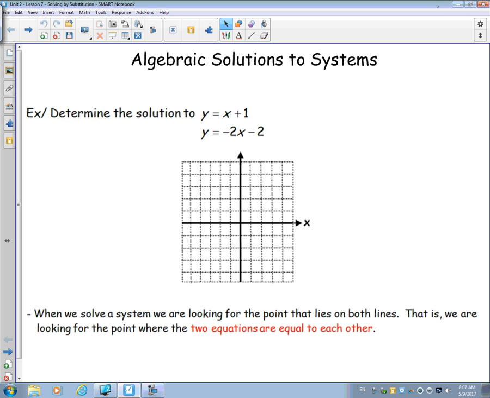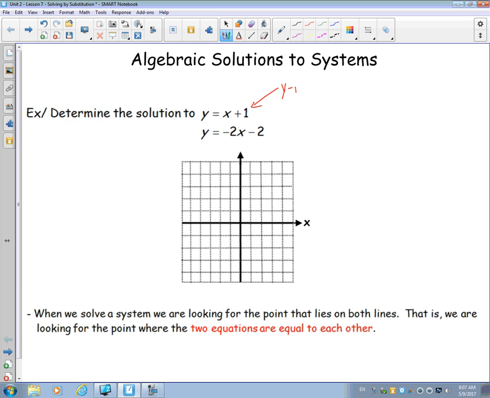In this lesson, we're going to examine how we can solve a system of equations using some algebraic methods. To get there, though, we need to talk about the graphical method first. So they'll review for us here. We want to find the solution to this system of equations. So we're going to graph this.